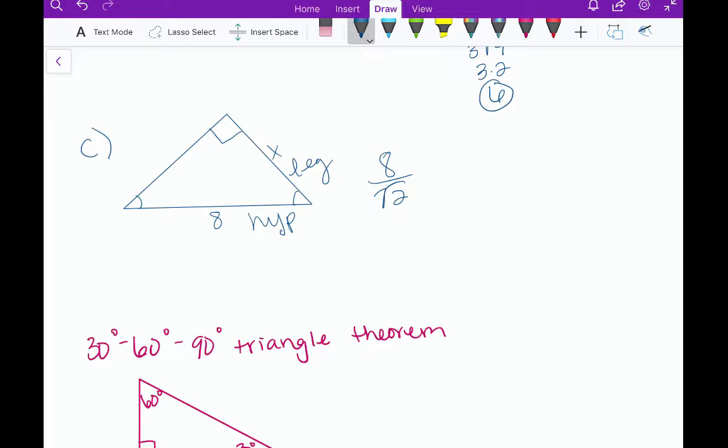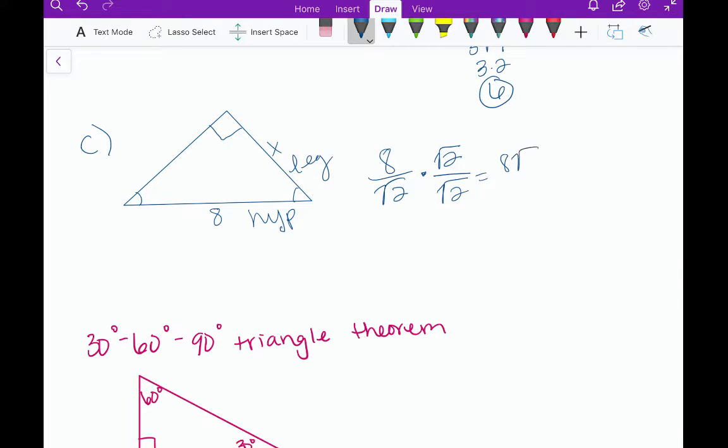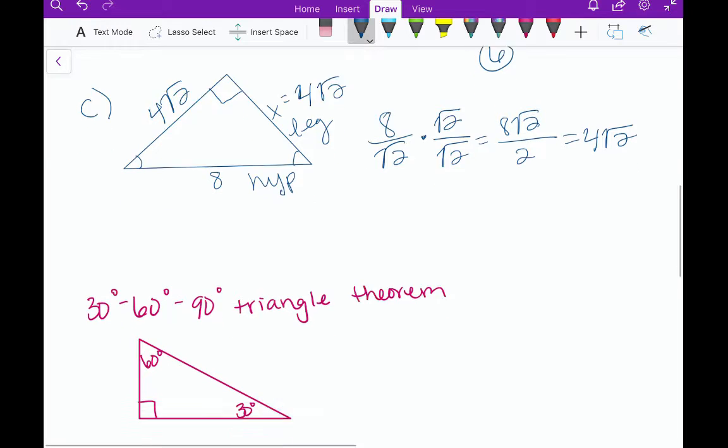We don't do that. So we do what's called rationalizing it, which means I'm going to multiply by 1, but I'm going to multiply by 1 in the form of square root of 2 over square root of 2. That does equal 1. But what happens is now I have 8 square root of 2 on the top, but what's square root of 2 times square root of 2? Square root of 4, which is just 2, right? Square root of 2 squared is 2. Now I can simplify the 8 over 2 to be 4, so my answer would be 4 square root of 2. X is 4 square root of 2, which is both legs. So that's how you get from hypotenuse to leg.